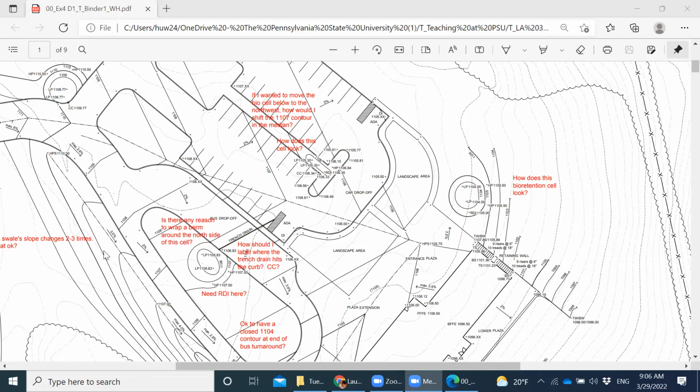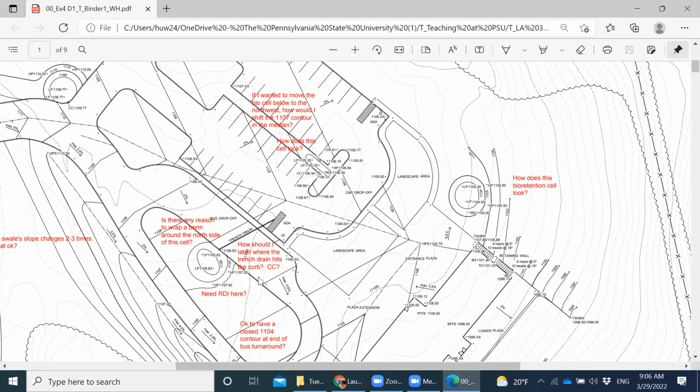Okay, so if I wanted to move the biocell below to the northwest, how would I shift the 1107 contour in the medium? How does the cell work? Not exactly sure what that means. Let me go through the comments here. Is there any reason to wrap a berm around the north side of the cell? Not really, because it's high, so water doesn't really go over that way.